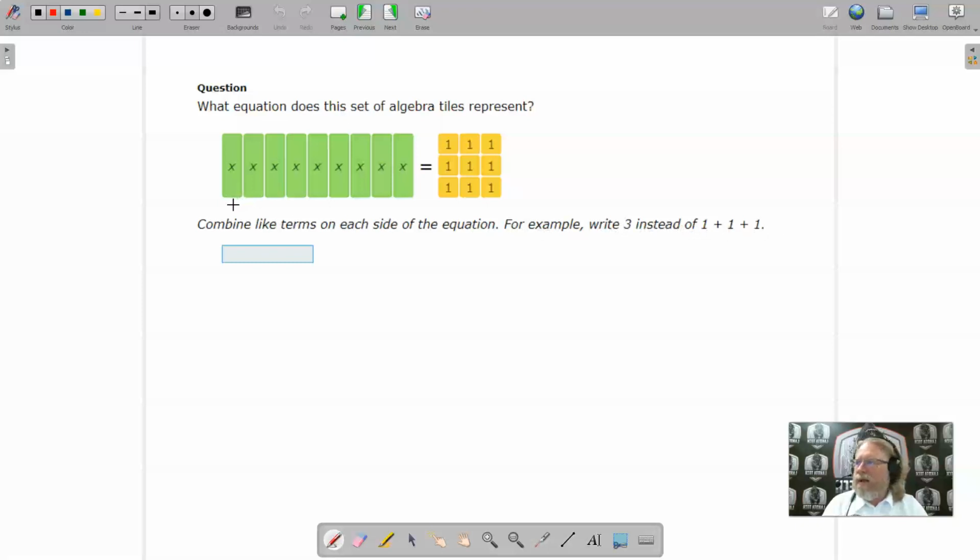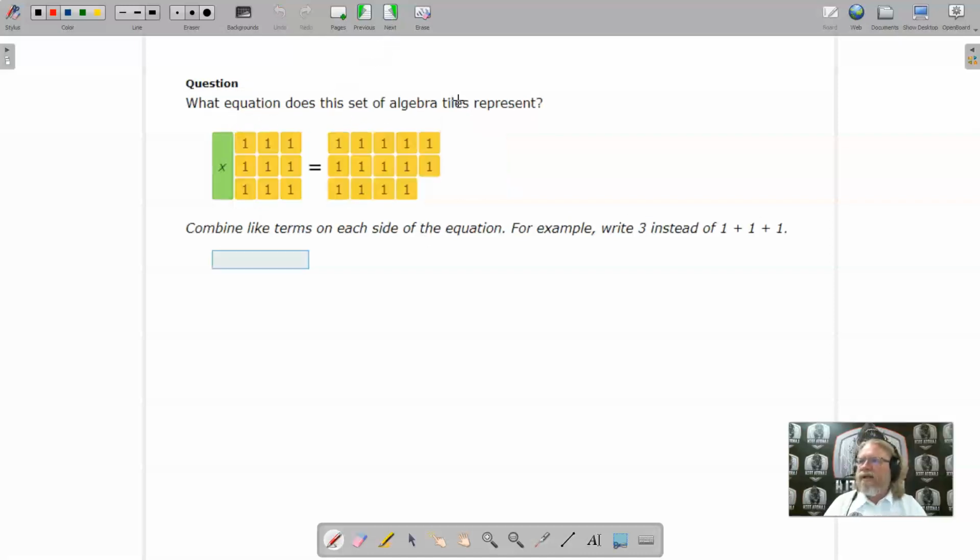Well, how many x's do we have here? I like to catch these in groups of 3. I think 3, 6, 9. So there's 9 x's, so I'll put 9x, the equal sign, and then 3 by 3 equals 9. So I have 9x equals 9.